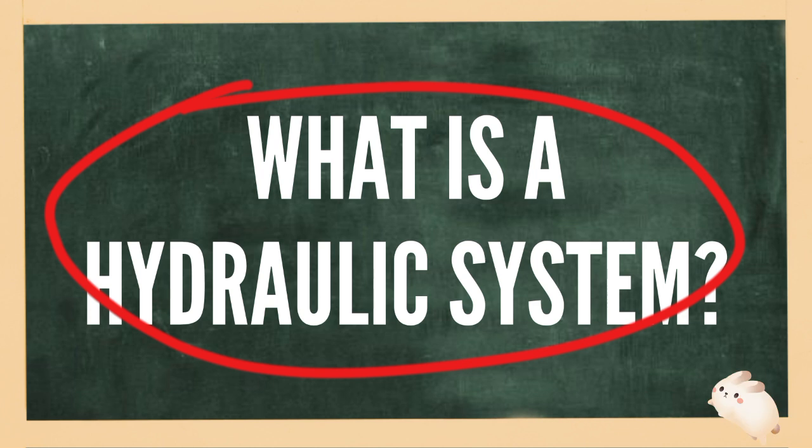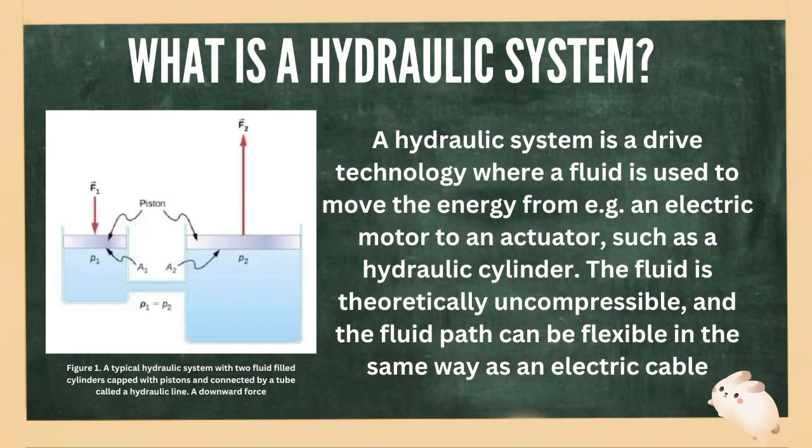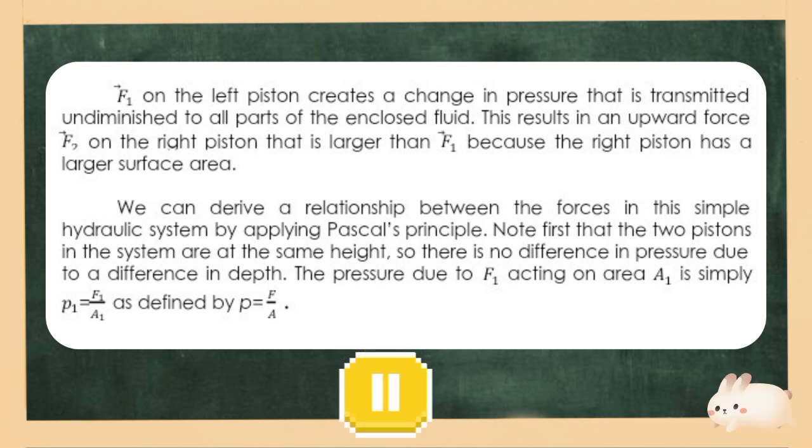Now, you may question, what is a hydraulic system? A hydraulic system is a drive technology where a fluid is used to move the energy from, for example, an electric motor to an actuator, such as a hydraulic cylinder. The fluid is theoretically incompressible, and the fluid path can be flexible in the same way as an electric cable. Take the time and read this to understand the relationship between pressure, force, and area in a hydraulic system.